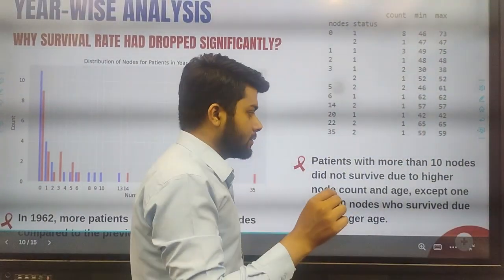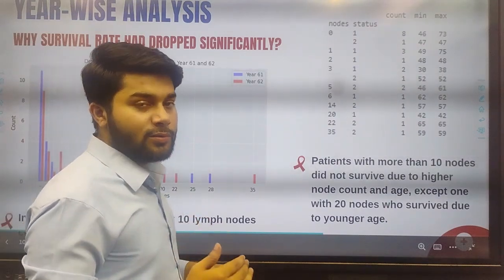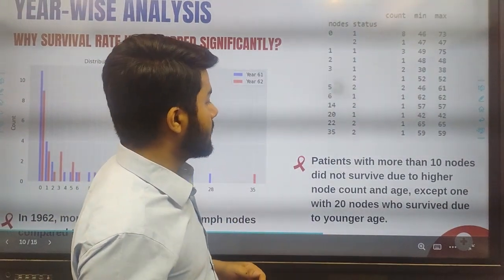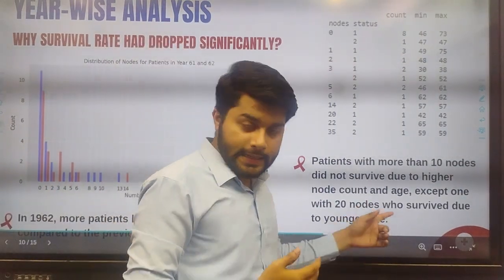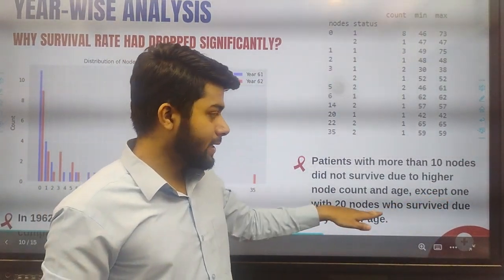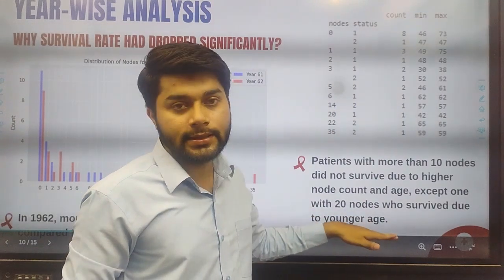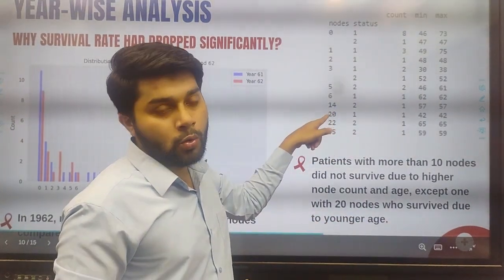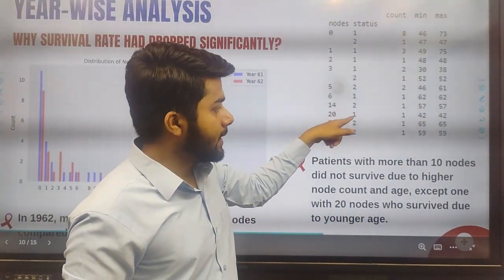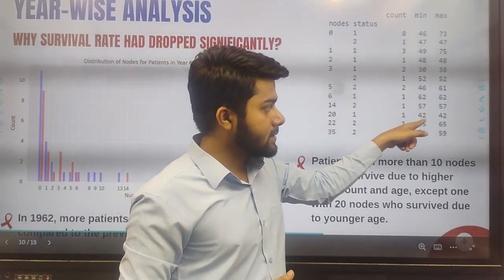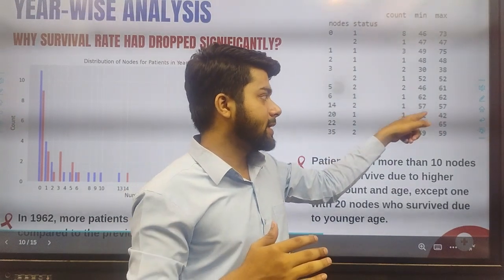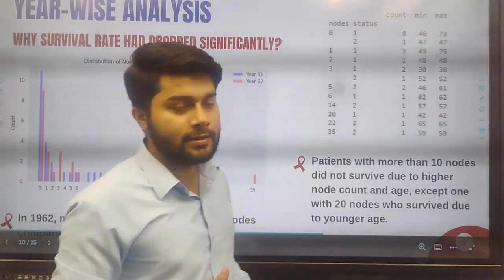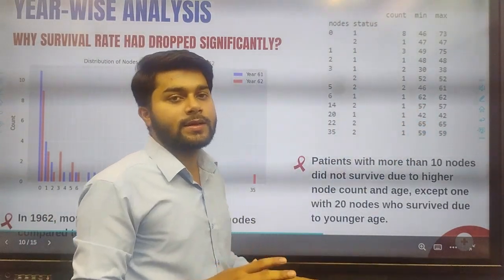So we can conclude to this point that the patients having more than 10 nodes didn't survive due to the higher node count and age, except one with 20 nodes who survived due to their younger age. For that patient whose nodes were 20, who survived, we can see that the patient's age is 42, which we can consider younger as compared to 57, 65 and 59. So that's the reason we can consider from this data.